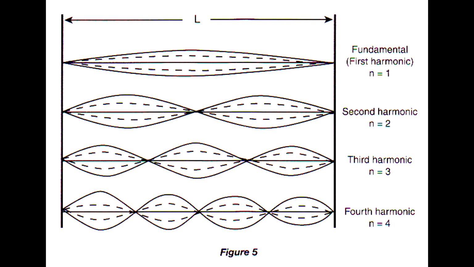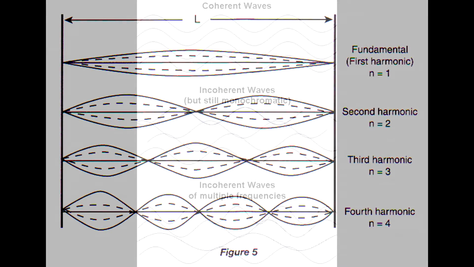If the stationary wave is first harmonic, it will have half a wavelength. If second, it'll have a wavelength. If third, it'll have 1 1/2 wavelengths.